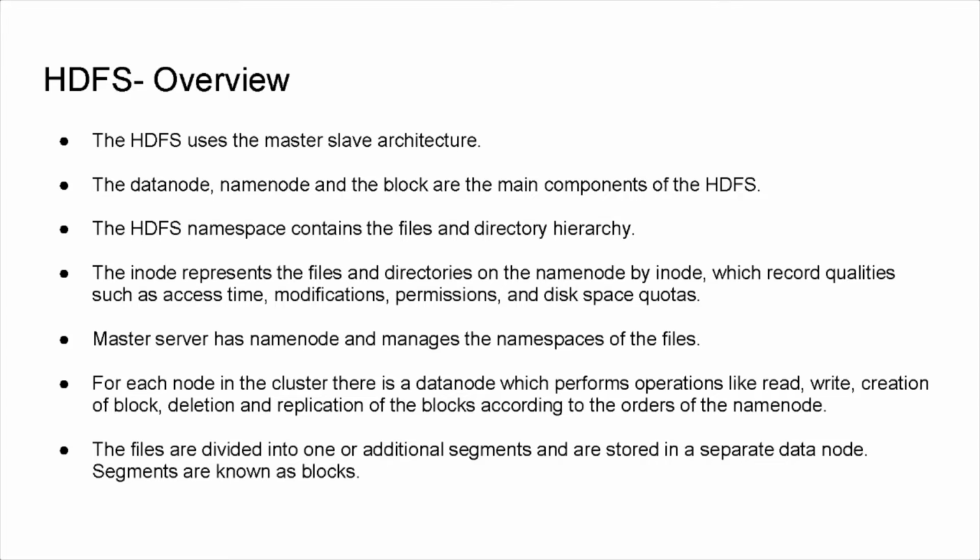The user data is kept in the file system of HDFS. The files are divided into one or more segments and are stored in separate data nodes. Segments are also known as blocks. A block is the least quantity of data that is written and read by HDFS. The default block size is 64 MB. The block size can be changed according to the requirements.